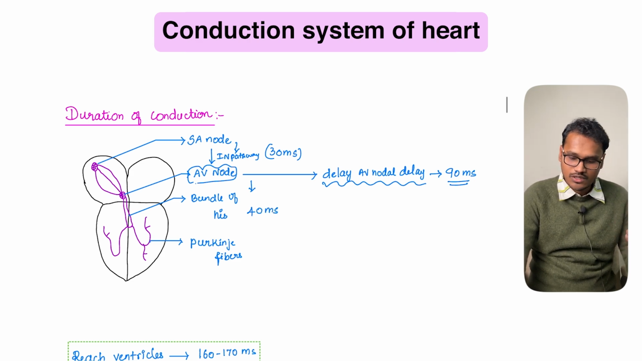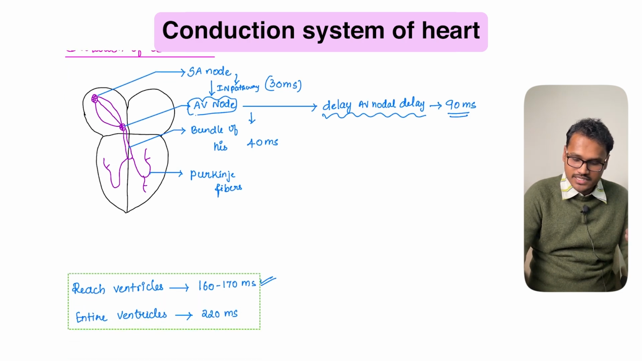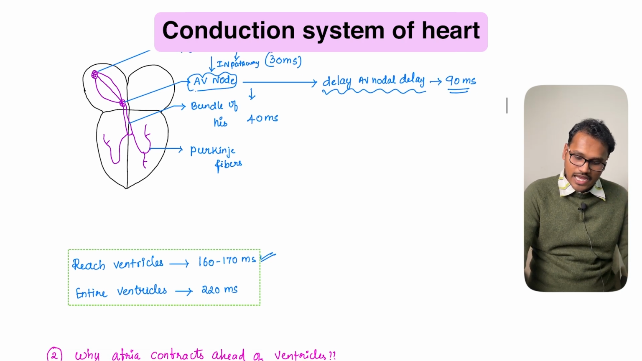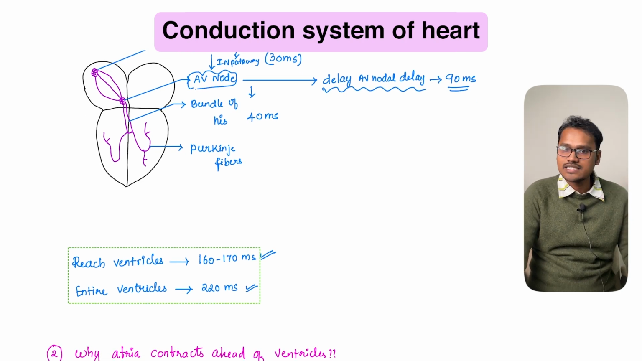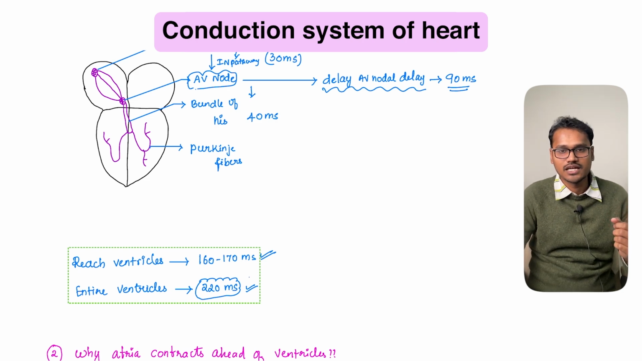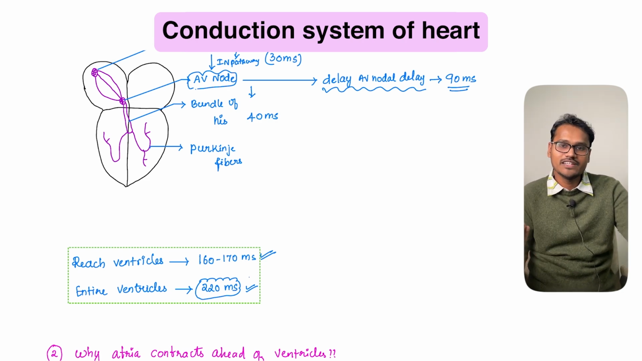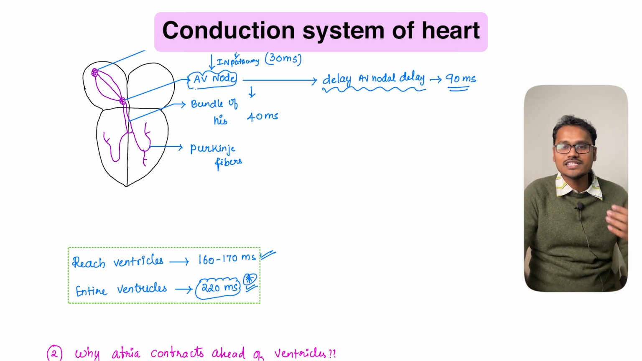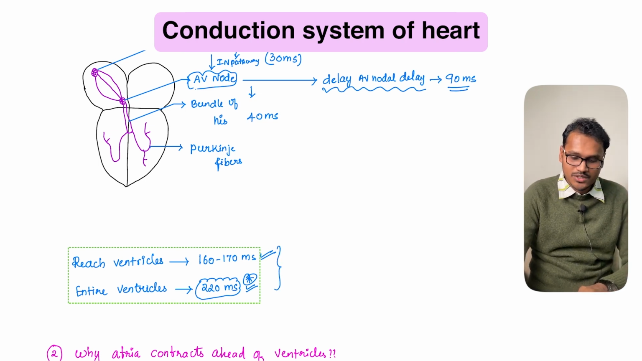So what is the total duration? Now it's around 90 plus 30 plus 40. It's around 160 to 170 milliseconds for the impulse from the SA node to reach the ventricular muscle area. And from the Purkinje fibers, I told you it has a very fast conduction rate. In just 50 more milliseconds, the entire ventricle is going to get the impulse and it is going to discharge. Just from the SA node, the entire ventricle will get discharged in just 220 milliseconds. It's a very short span of time. And all these events, we are talking about slowly, but they happen at a very rapid rate. So this is the entire duration of the conduction impulse traveling through the musculature.